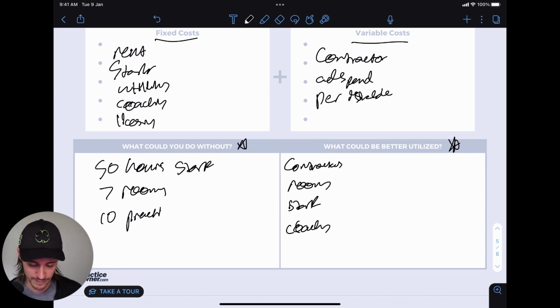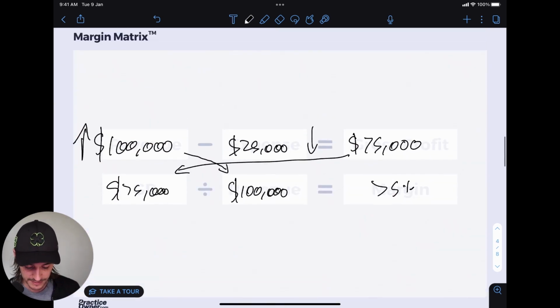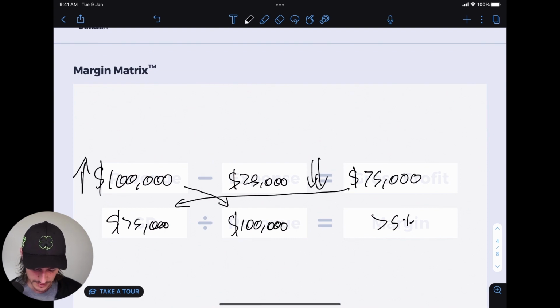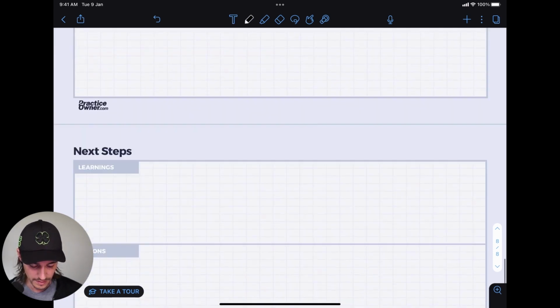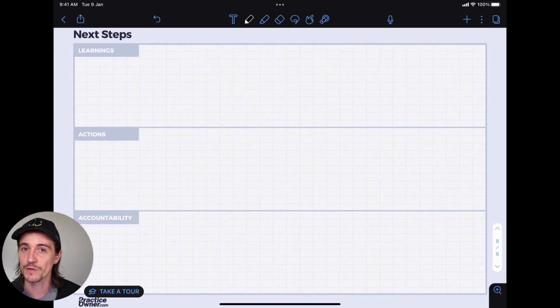So I want you to really have a think about these variable costs, these fixed costs, and what could be better utilized, and what could you do without. So we can lower your expenses, right? Lower your expenses so that you have an increase in profit.